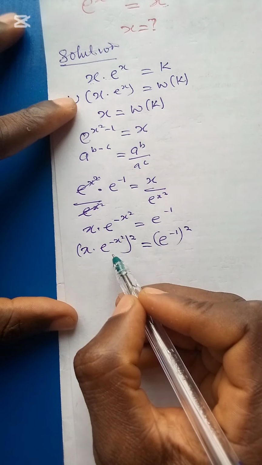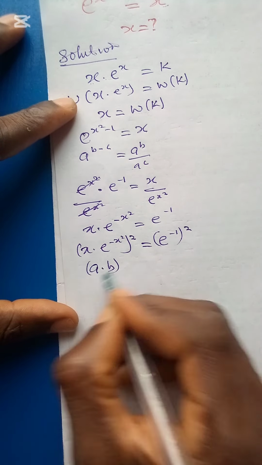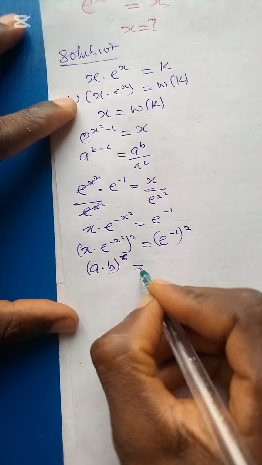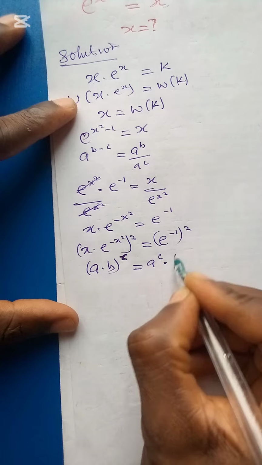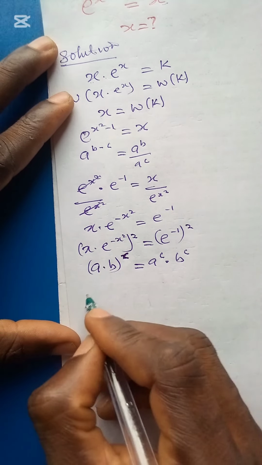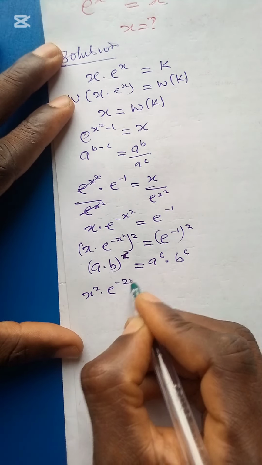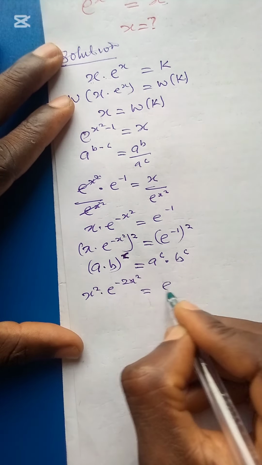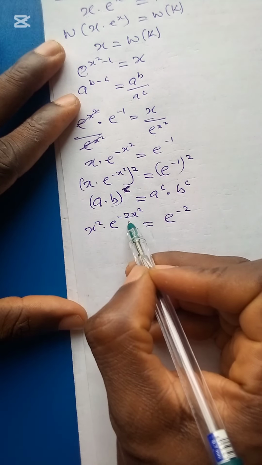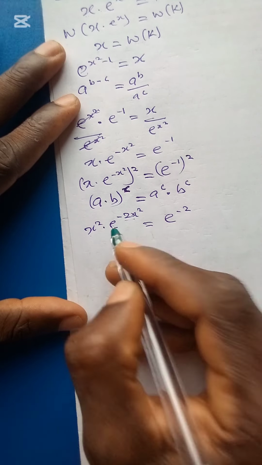Now, if we apply this property of indices, which is a times b all raised to the power c, it is the same thing as a raised to the power c times b raised to the power c. So I'll apply this property here. This becomes x squared times e raised to the power minus 2x squared is equal to e raised to the power minus 2. Good. All we now need to do to make this exactly this is to multiply both sides by minus 2.